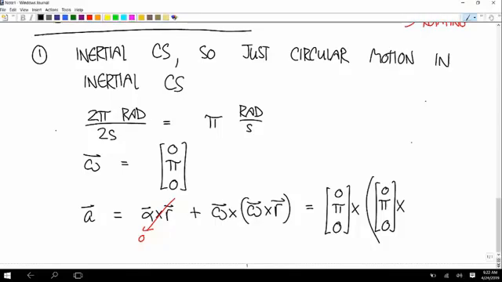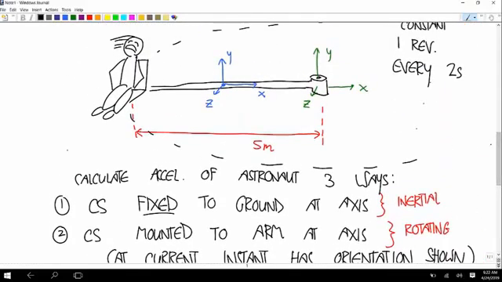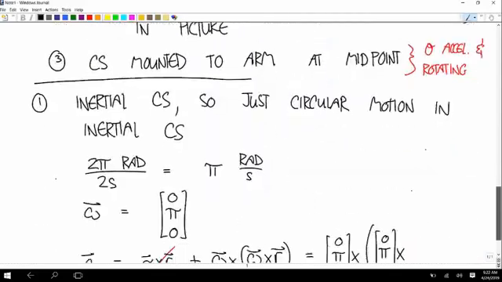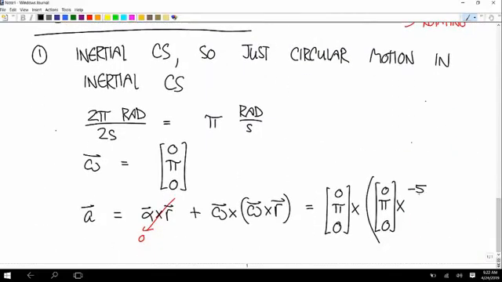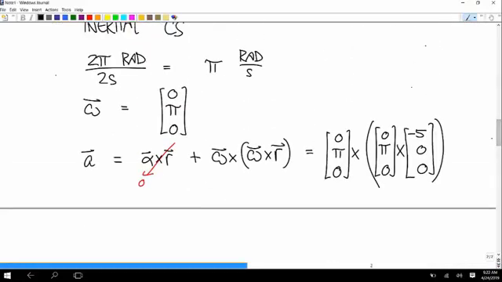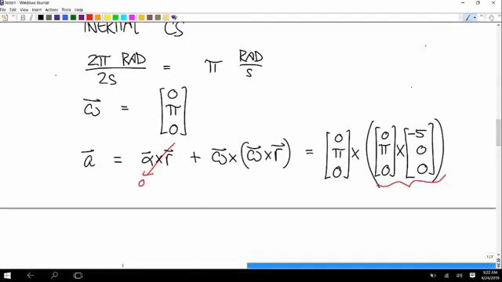So what's the r vector here? Yeah, so the center of the circular motion is the origin. And so r is just 5 meters in the negative x direction. So the cross product of the stuff in parentheses is 0, 0, 5 pi.